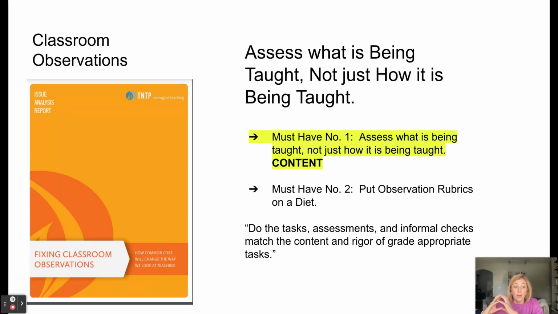And so, does the content being taught reflect and match the rigor of the state standard of that grade level expectation? And so you start there, and you really have to know and have a deep understanding of what that grade level standard is. And then while you're looking at that lesson, you are assessing, do those tasks and assessments and the things that we're having students do align and match that level of expectation or rigor?